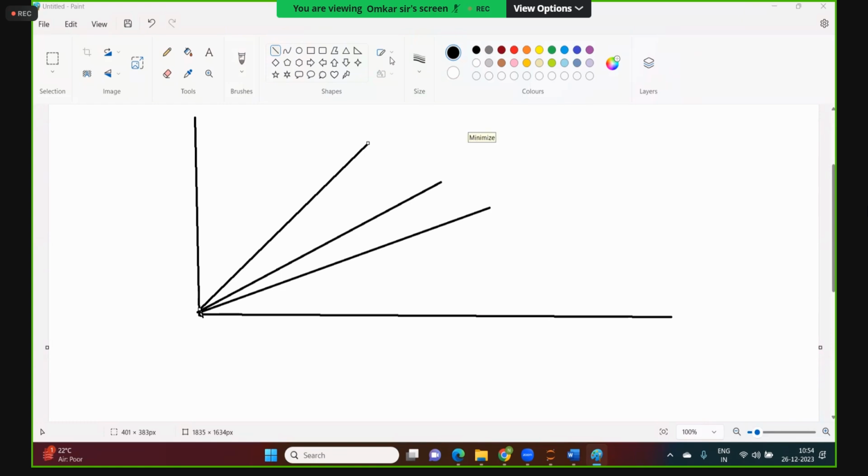A line will never curve. A line is always a straight line. Okay.